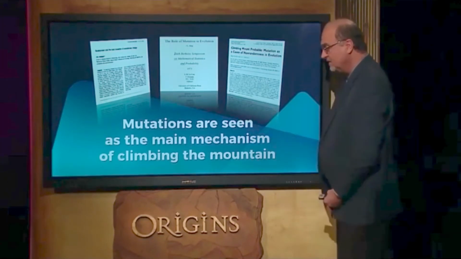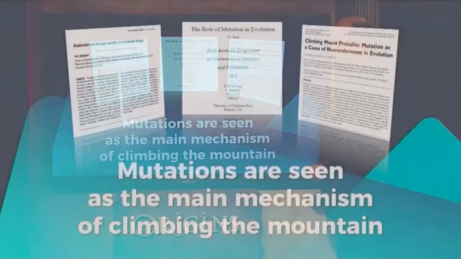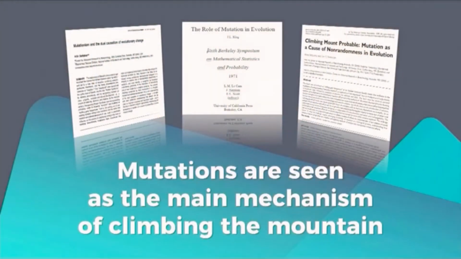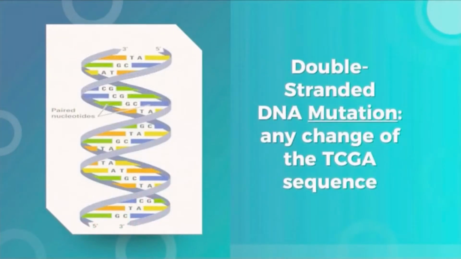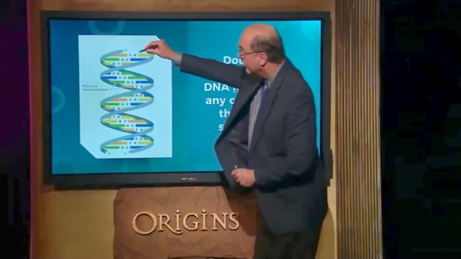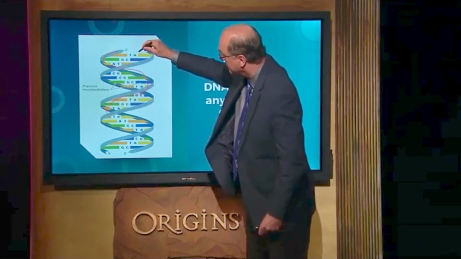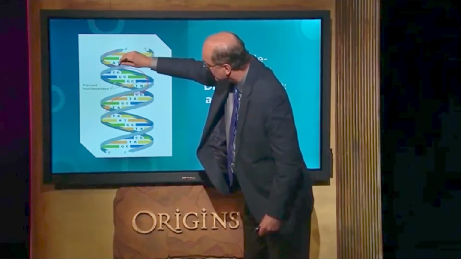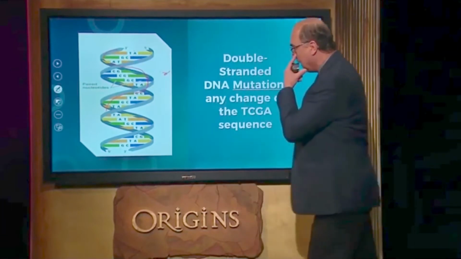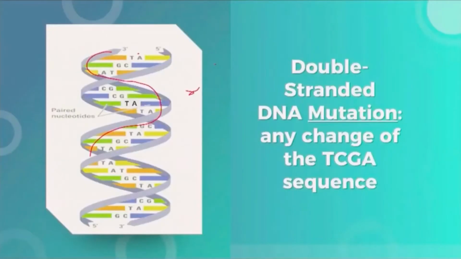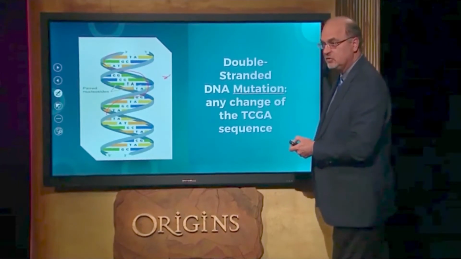So see, he sees mutations as the main mechanism for climbing the mountain. And we have a number of papers I've posted here that go into arguments how mutations will achieve the mountain climbing events. Okay, let's define a mutation very quickly. DNA's a double-stranded molecule. See, here's one strand, and here's the second strand. And on DNA, you have letters like A and C and T and G. All right? Now, what he's saying is if we change any of those letters, that's a mutation. So for example, in this example, we're going to change the C and the G to a T and an A.